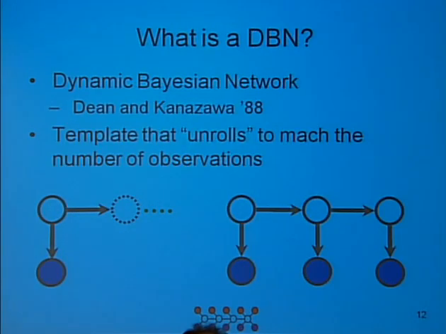Okay, so what is a dynamic Bayesian network? Well, simply, it's a graphical model that has a template, and this template unrolls to match the number of observations you have. So we have a template, and here we have the template unrolled to 3 observations.